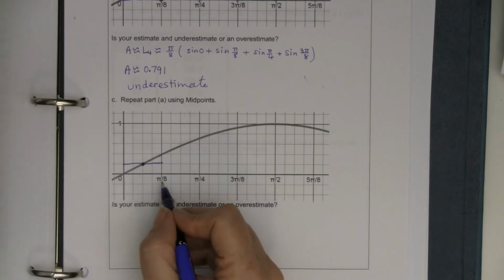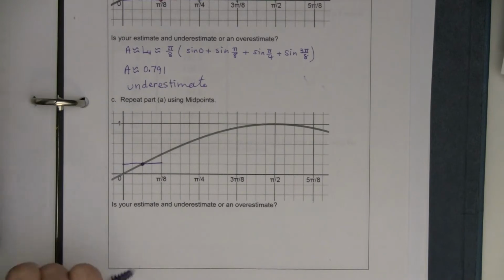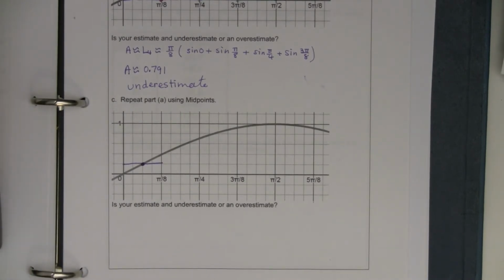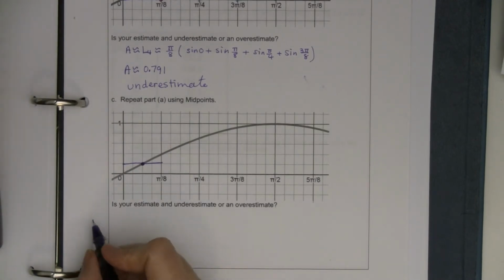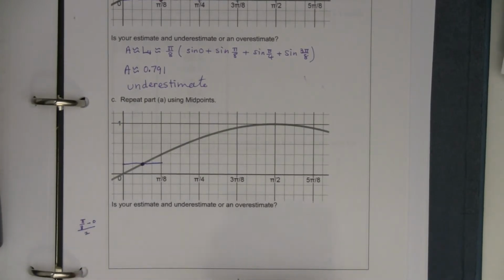And you could do pi over 8 minus 0 divided by 2. That would find it. Oh, and then I would get that out of my calculator. So I'll show you, pi over 8 minus 0 divided by 2. Is that pi over 16?